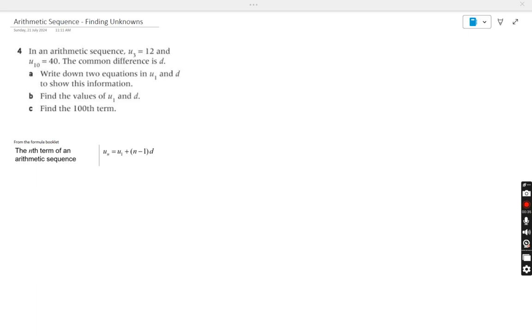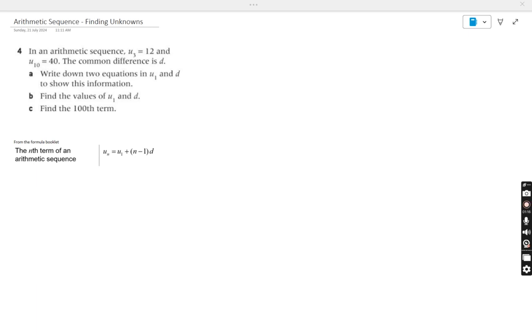So from the formula booklet, we've got this equation down here. Un equals U1 plus (n minus 1) all times D. So Un represents the nth term. It could be the first term, third term, sixth term, 100th term. We're not sure. U1 is always the first term. n is the term number. So for the first term, the n value would be 1. The seventh term, the n value there would be 7. The 48th term, the n value there would be 48, and so on. And D is the common difference.